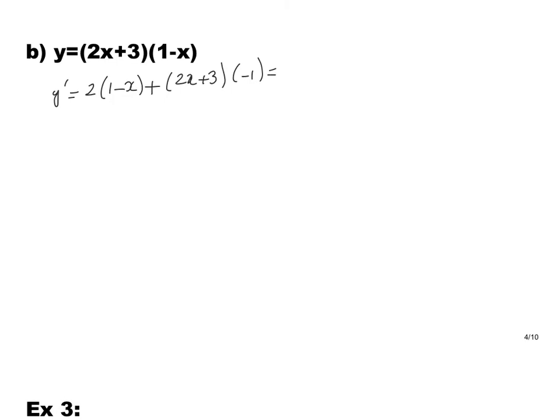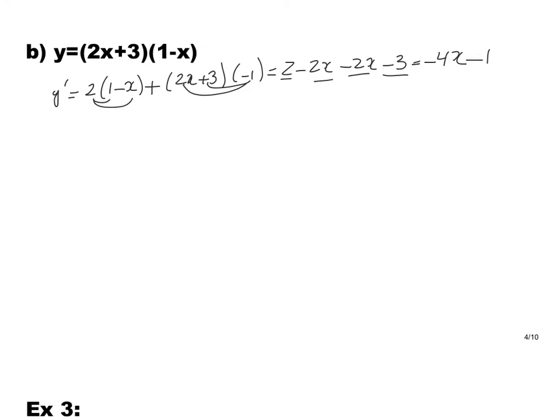So this becomes, if I distribute the coefficient, 2 minus 2x, negative 1 times 2x is negative 2x, negative 1 times 3 is negative 3. Combining, with negative 2x and negative 2x I get negative 4x, and with negative 3 and 2 I get negative 1.